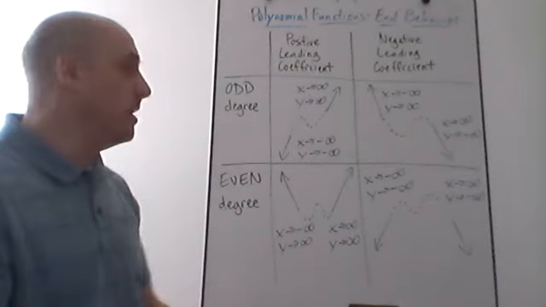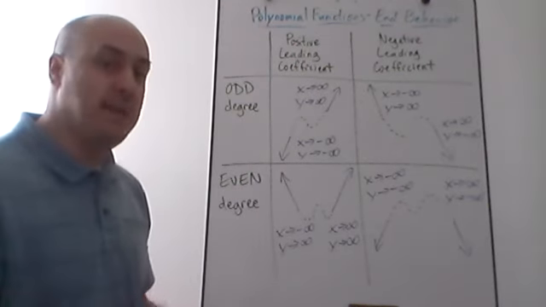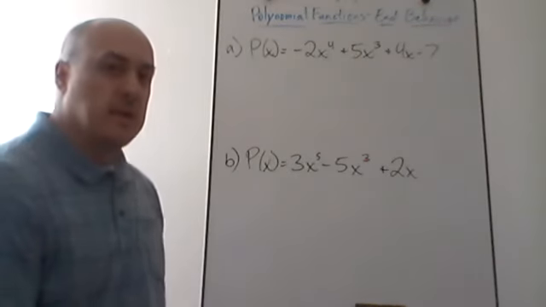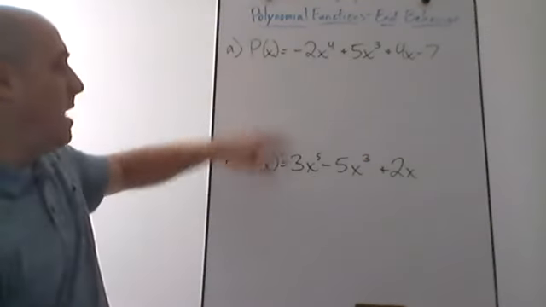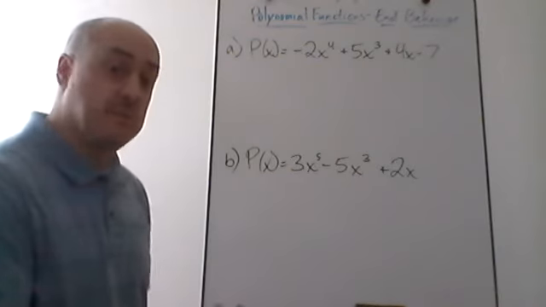I'm going to pause the recording here and put up a couple examples of polynomials, and we'll talk about what the end behavior of those graphs is going to look like. All right, a couple examples up here of polynomial functions, and we are going to describe the end behaviors of each of these graphs of these polynomials.